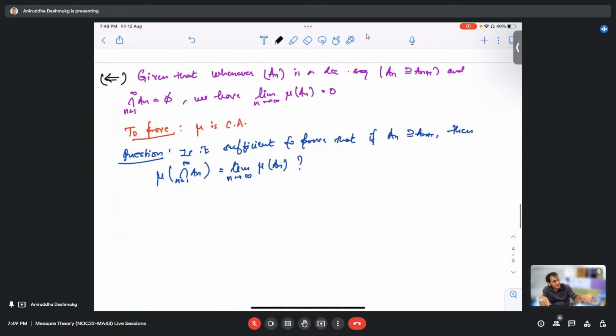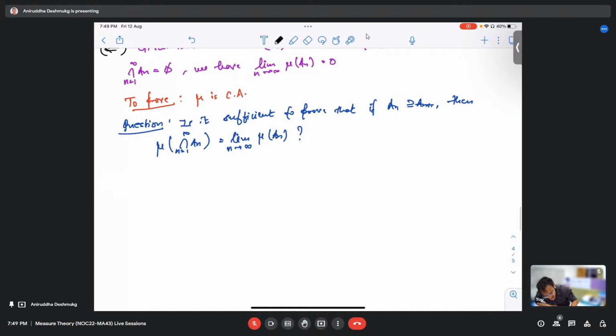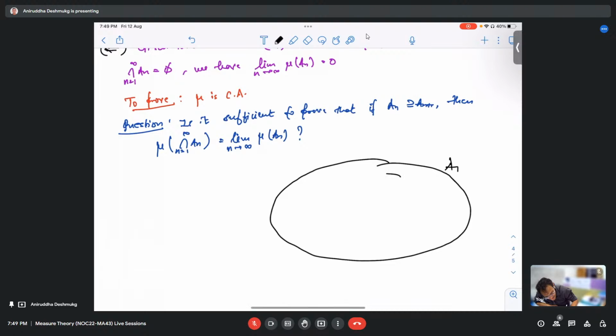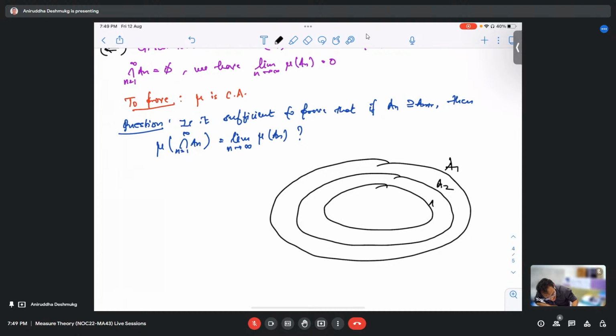Okay, so let us start. What we want to do is look at mu of the intersection of the ANs, but all we know is that whenever the intersection of An is empty, the limit of mu An is 0. So since we have a decreasing sequence, suppose this is my A1, then we have A2, then A3, and so on. And perhaps this is the final intersection A, and somewhere in between we have An. Let A equal the intersection of the ANs.